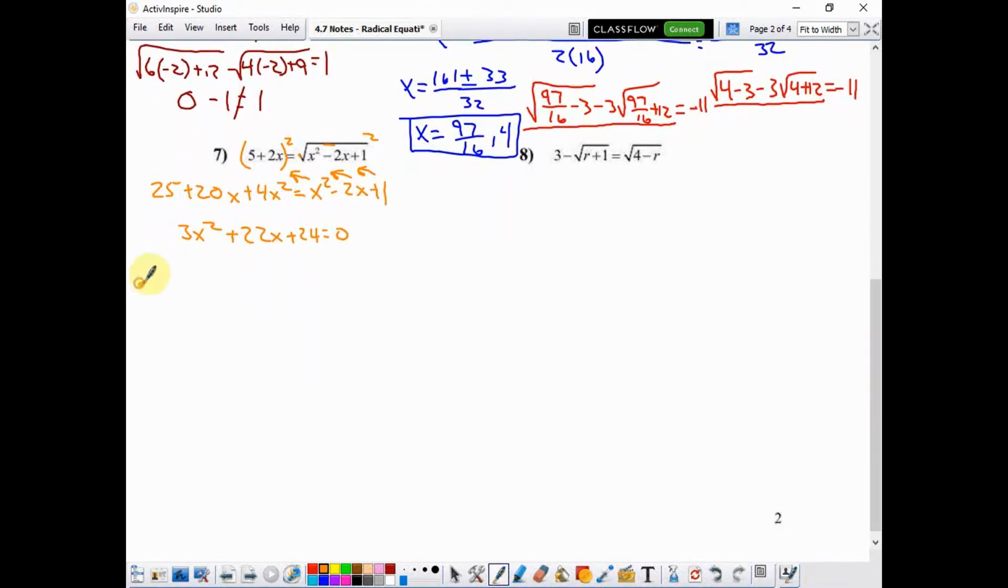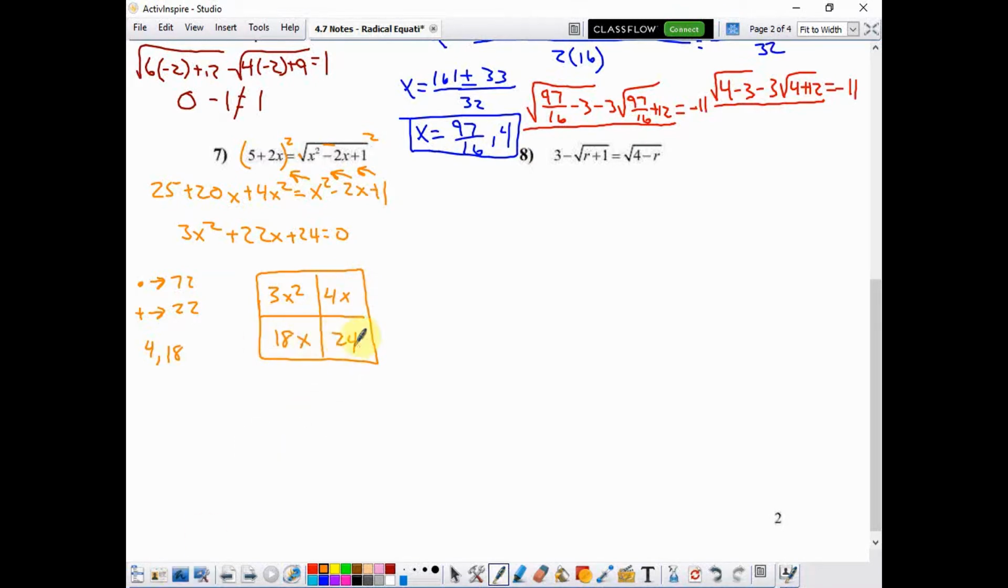So I need two numbers that multiply to 24 times 3, which is 72, and that add to 22. The numbers that do that are 4 and 18. So we'll use a box to factor. 3x squared, first term. Last term is 24. And 22x gets split into 4x and 18x in either order.